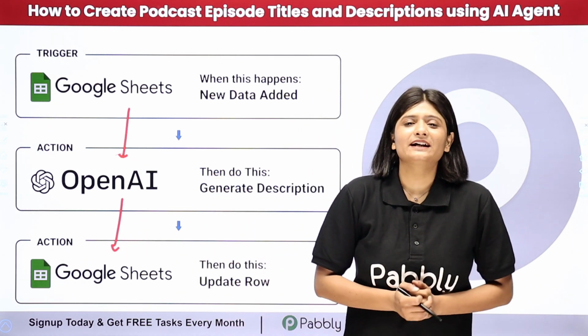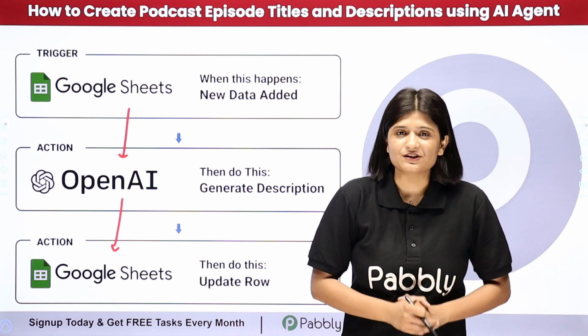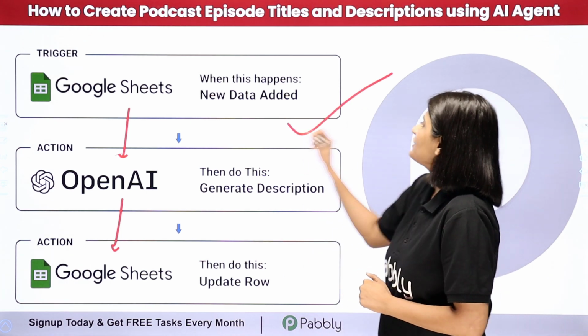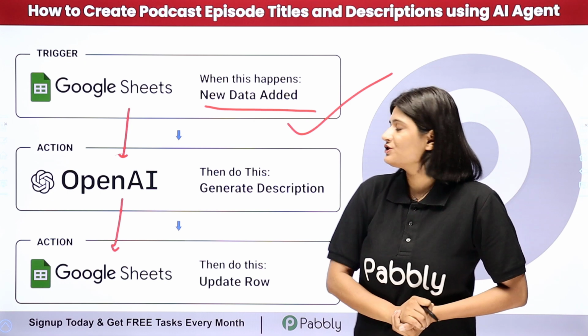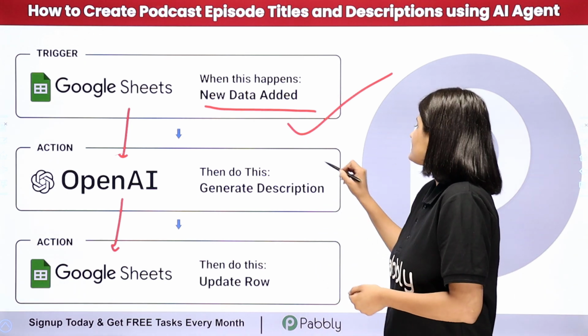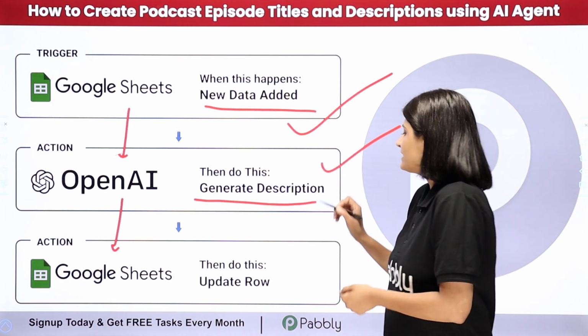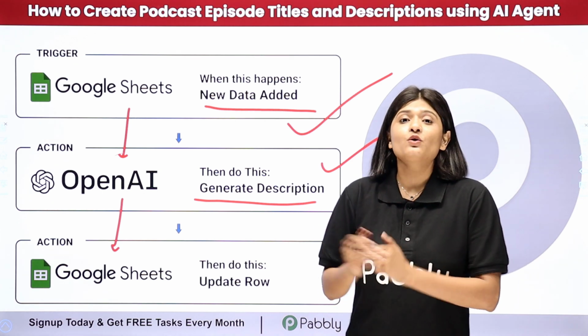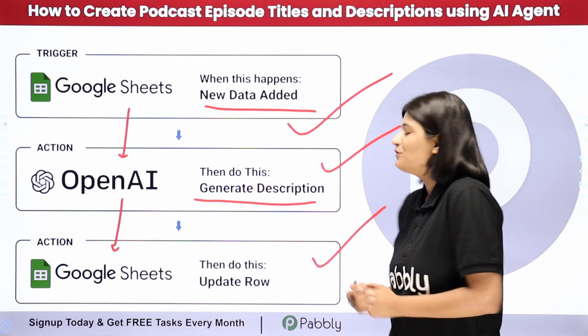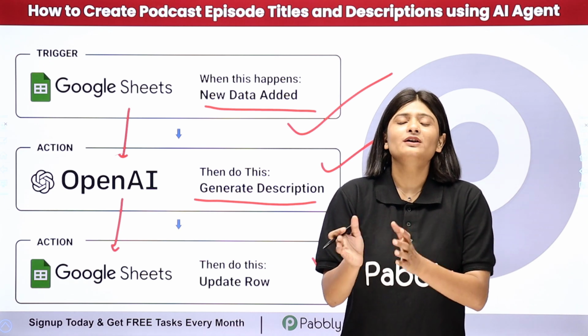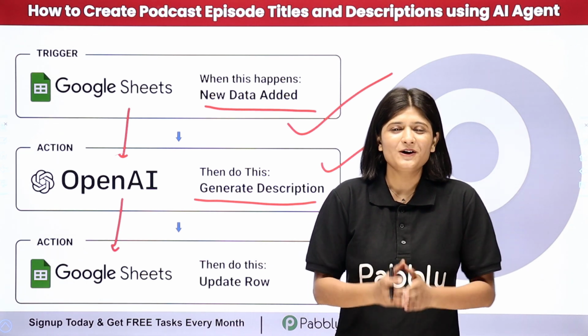With the help of Pabbly Connect, I am going to build this connection in such a way that whenever I am going to add a new topic of my podcast in my Google Sheets spreadsheet, the title and the description will be automatically generated with the help of OpenAI, and then the rows will be automatically updated in my Google Sheets spreadsheet. Now, if you want to learn the step-by-step process, then let me take you all to my screen.